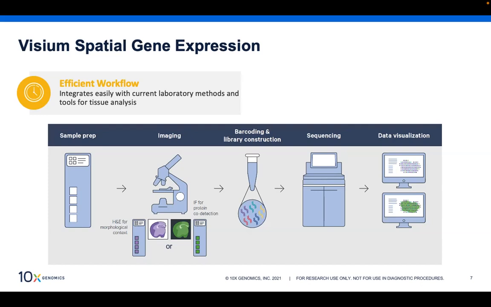Once that sequencing readout is obtained, our software will align that with the image automatically. There's also a manual alignment process. But essentially, you end up with an image at that point that is very similar to what I showed you earlier with the breast cancer specimen.